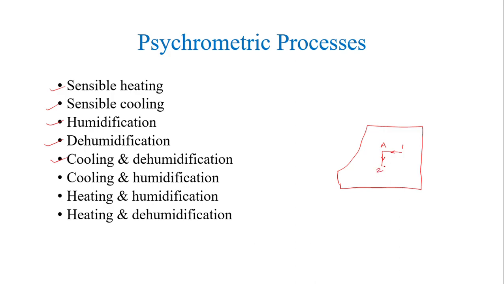So this is the final state, and this is the initial state. Ultimately the final process will be from point number 1 to point number 2. This process 1 to 2 is nothing but the cooling and dehumidification. However, in this particular process, 1 to A is the sensible cooling and A to 2 is the dehumidification.